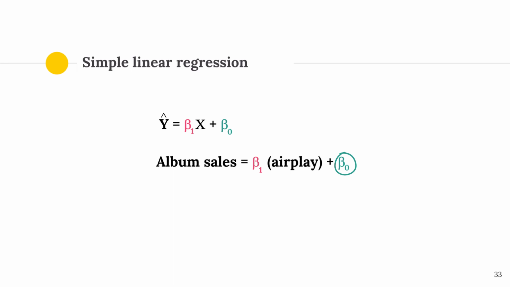In other words, how many albums will be sold if a national radio station doesn't play any song in the album at all. It may seem so abstract for you right now, but I promise it will make more sense later. We are doing simple linear regression to find out two values, beta sub 1 and beta sub 0, so that we can use airplay to predict album sales.